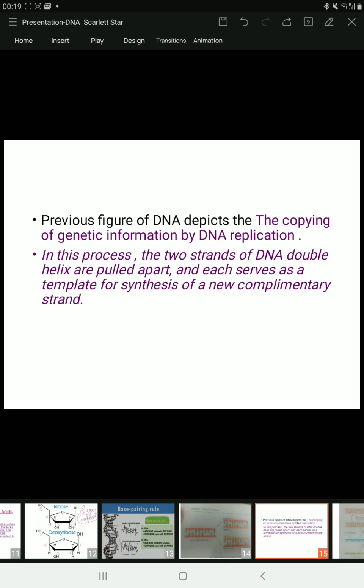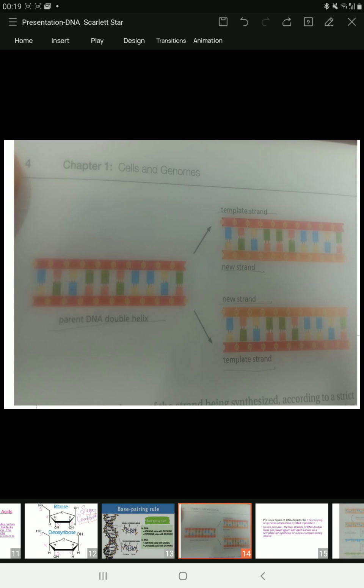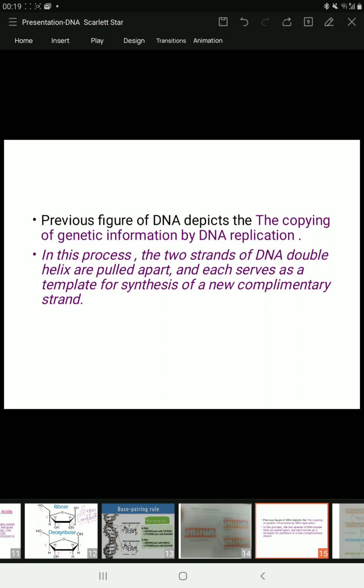So the copying of genetic information is DNA replication. In this process, the two strands of the DNA double helix are pulled apart and each serves as a template for synthesis of new complementary DNA. Basically what happens here, these are two strands in the parental DNA double helix. The hydrogen bonds are going to break, and they are going to pull apart, and each serves as a template for synthesis of new complementary DNA.